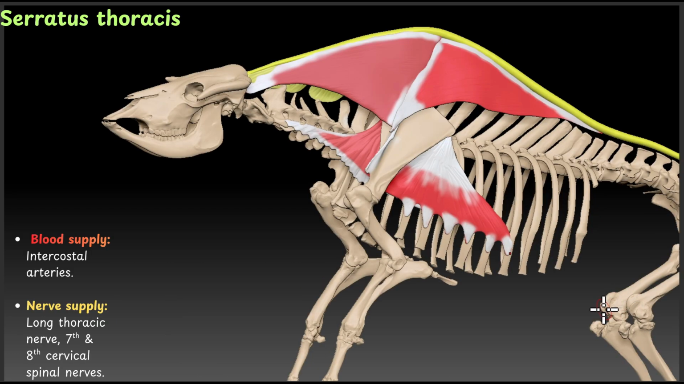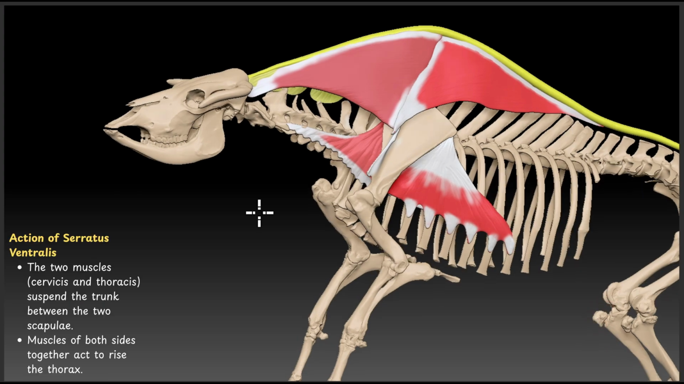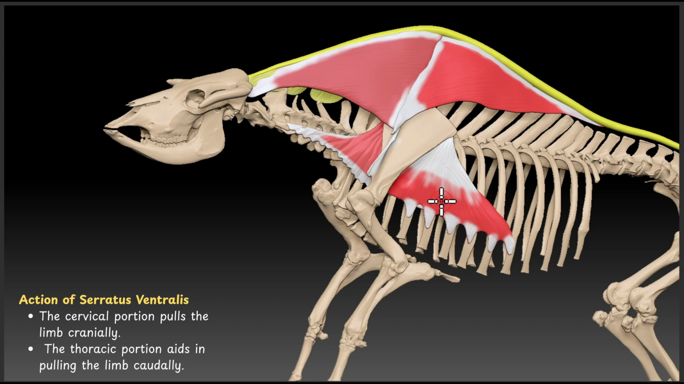Blood supply: intercostal arteries. Nerve supply: long thoracic nerve, 7th and 8th cervical nerves. Action of the serratus ventralis, the two muscles serratus cervicis and serratus thoracis: suspend the trunk between the two scapulae. Muscles of both sides together act to raise the thorax. The cervical portion pulls the limb cranially.